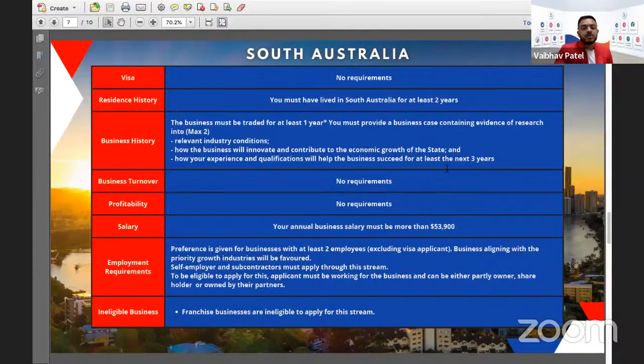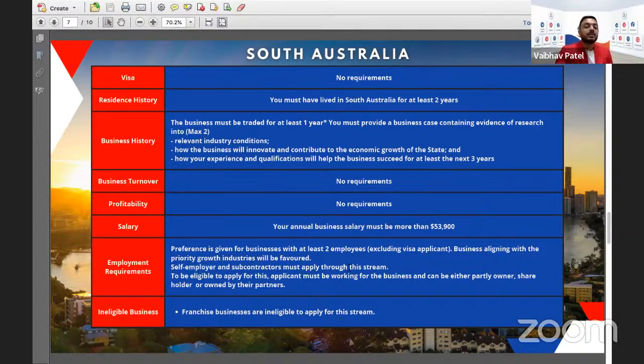The salary: you must be able to draw a 53,900 salary. This is the minimum threshold, because if you secure a 491 invitation and want to apply for a 191 again, you must be able to draw the salary of 53,900 for 3 years to meet the 191 requirement after 3 years. Therefore, the requirement mentioned in South Australia and Tasmania as well is the same thing, that you must have at least 53,900 as a salary for yourself.